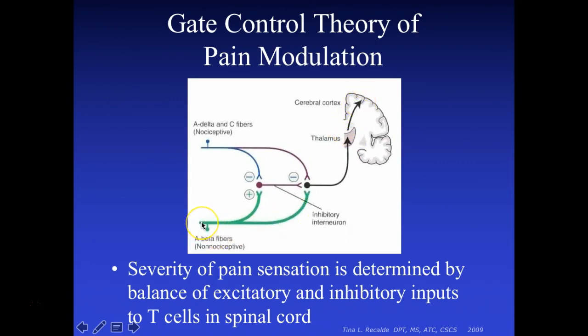So let's say you did a soft tissue massage, or you did some traction or something, and that non-nociceptive stimulus is going to stimulate these A beta fibers, which is then going to get there faster and create an inhibitory interneuron, which is going to block the gate here and come up to the cerebral cortex and say, ah, that feels really good.